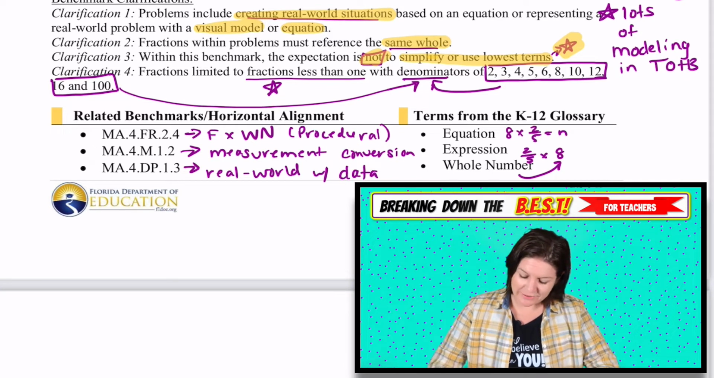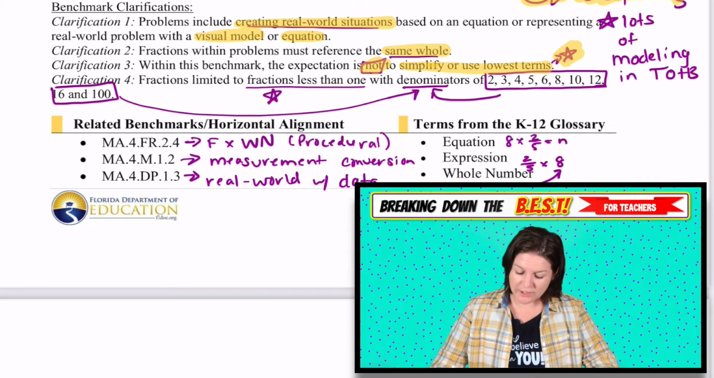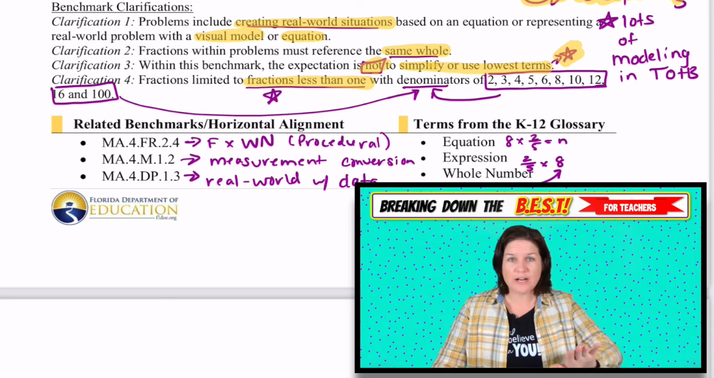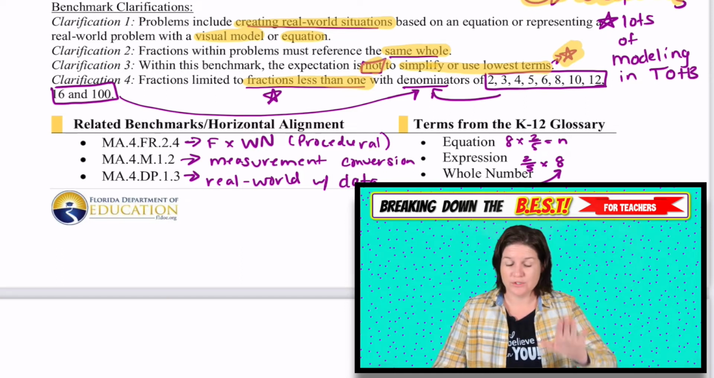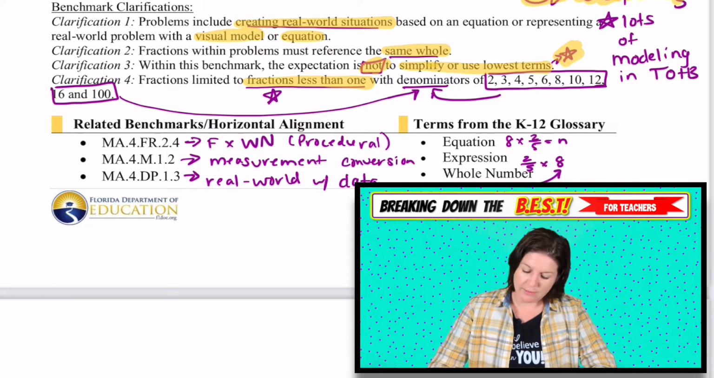We need to make sure that any fractions that students are working with when they're multiplying, that these fractions are less than 1. So no fractions greater than 1 and no mixed numbers. We're not multiplying by those, just fractions less than 1. And make sure they fall within these denominators right there.